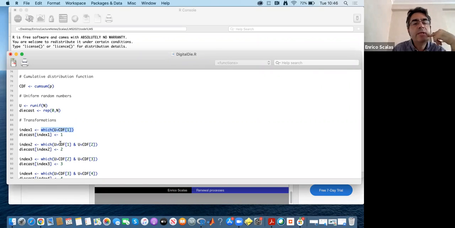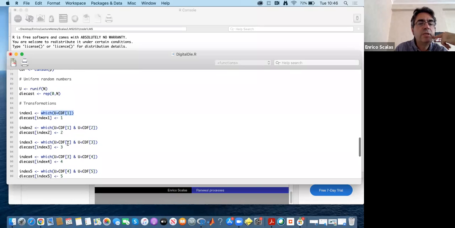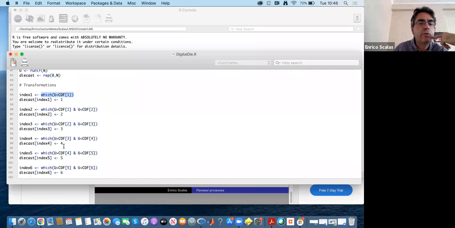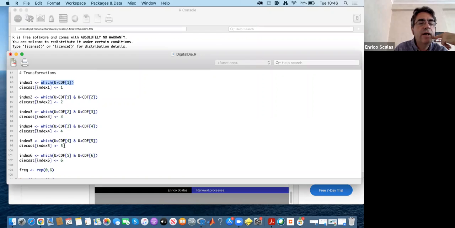Then if the uniform random number u is between the first and the second value of the cumulative distribution function, you get 2. If it is between the second and the third, you get 3. If it is between the third and the fourth, you get 4. If it is between the fourth and the fifth, you get 5. And if it is between the fifth and the sixth, you get 6. And here you are using the logical ampersand sign, which means and. So this is the intersection of these 2 conditions always, and it is finding for you the indices in which this is satisfied. So this which command, which is equivalent to the find command in Octave or MATLAB, is very handy to do these simulations.